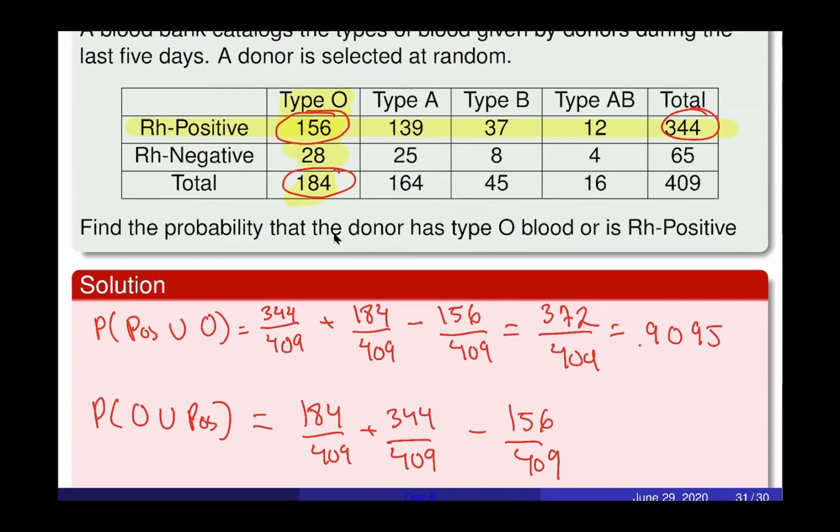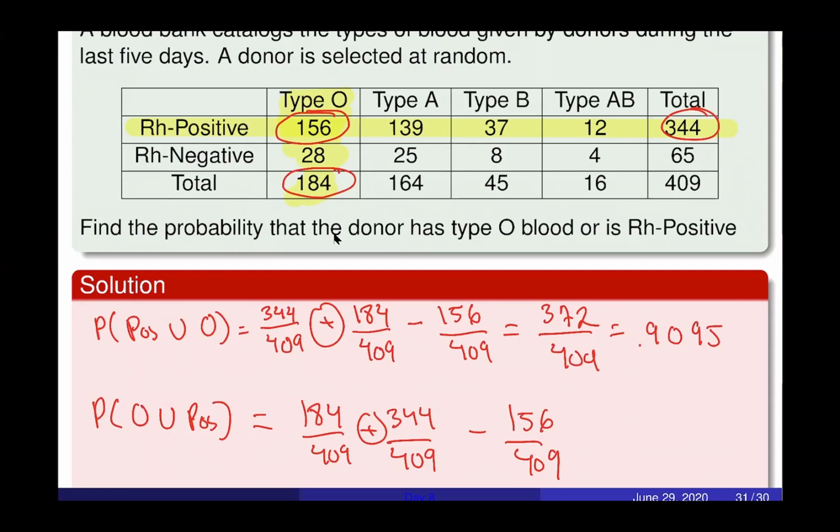Oh, okay. Because for the or statement, it doesn't really matter which one you put first. So you can either put positive or type O, or if you want, you could put type O and then positive. But you should still get the same answer because when you're adding them, it's the same. If I do 344 plus 184, or if I do 184 plus 344, it's the same thing.